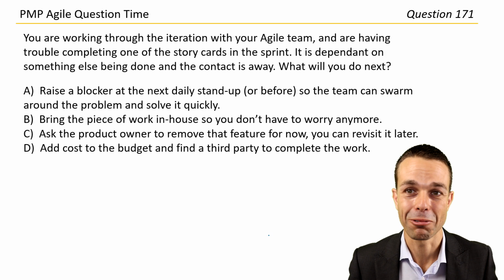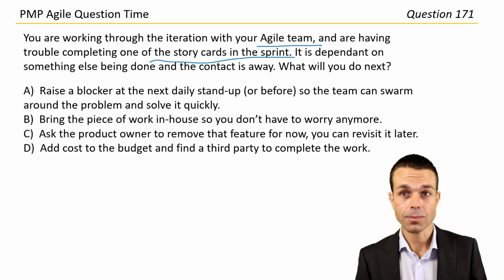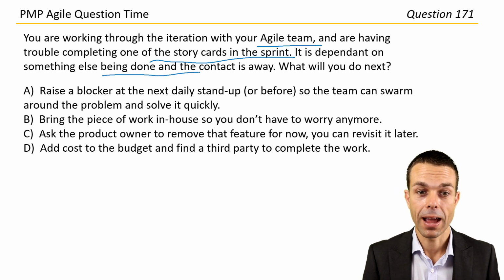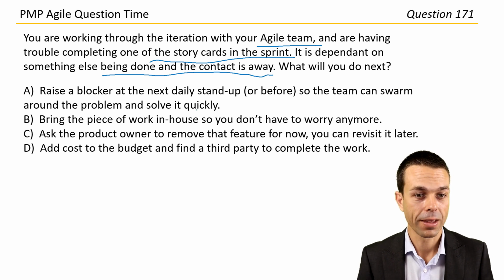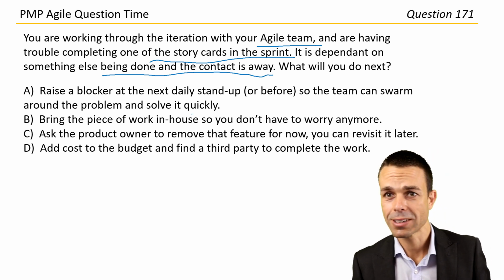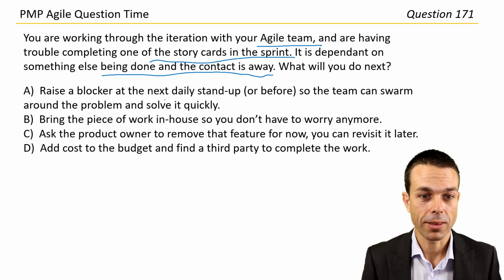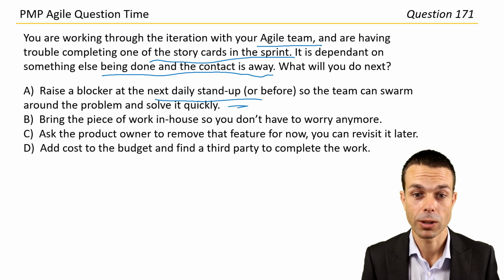Amazing stuff. All right, you are working through the iteration with your Agile team and are having some trouble completing one of the story cards in the sprint. It is dependent on something else being done and the contact is away. What will you do next? Okay. So the contact's away and we need something to be done. Raise a blocker at the next daily stand-up so the team can swarm around the problem and solve it quickly.